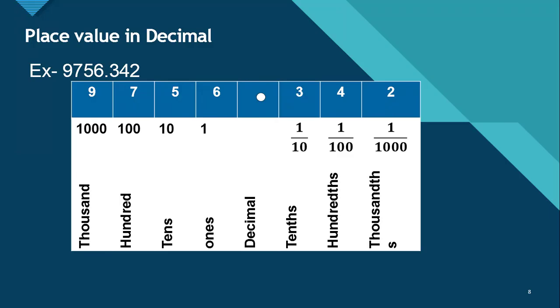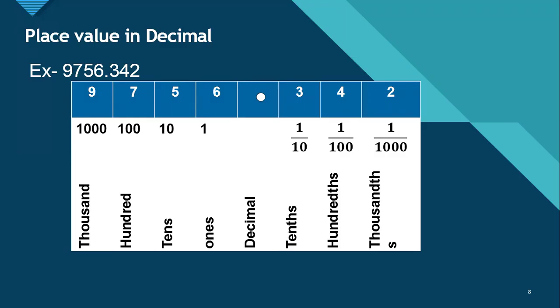Then the 7 is in the position of 100. The place value of 7 is 700. The place value of 5 is in the tens, that is 50. And the place value of 6 will be 6.